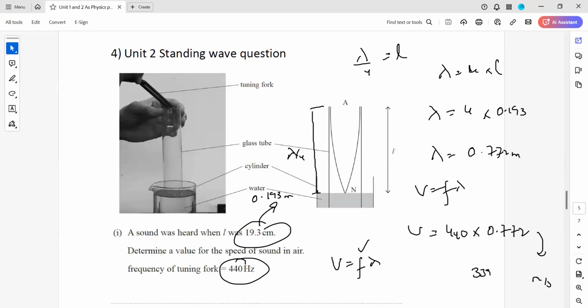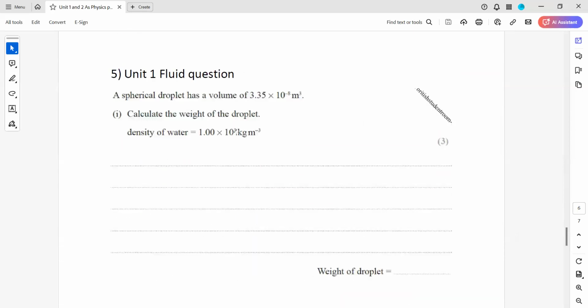So 339.6 meter per second, or 339.7 you can say. It should be in this range only because this is a sound wave. The speed of sound is about 330 to 340, so you already know what the answer should be.